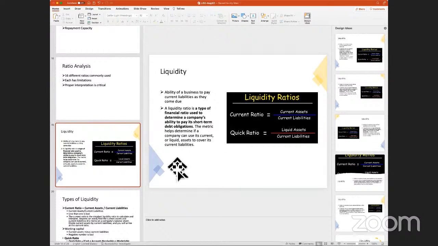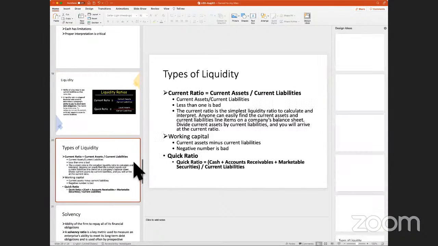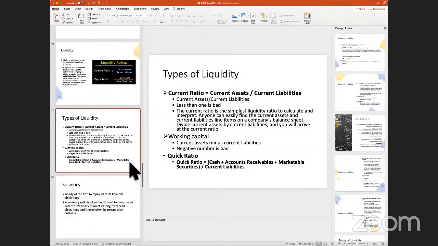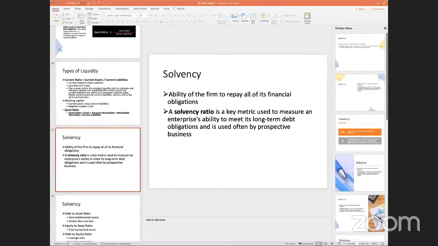And this is a way to calculate the ability of the company to pay its debt by looking at liquidity ratios. So two different types, quick ratio and current ratio, and this is where the formulas come in. Then we talk about what is called solvency ratio, the second type.